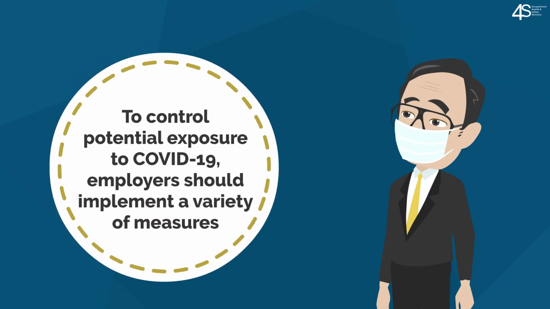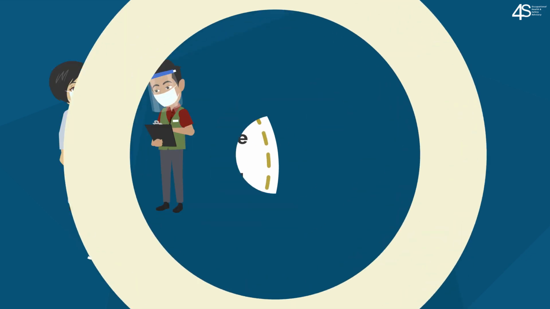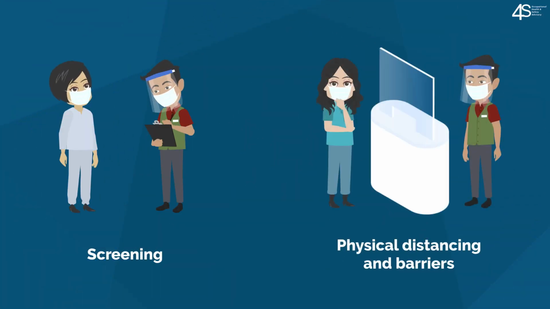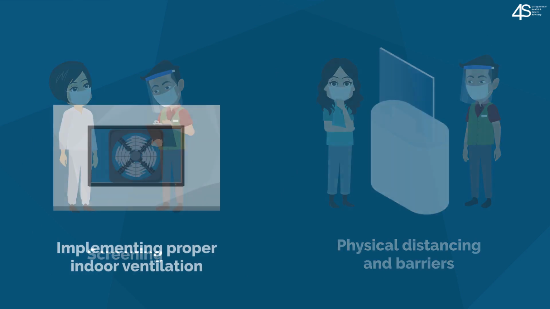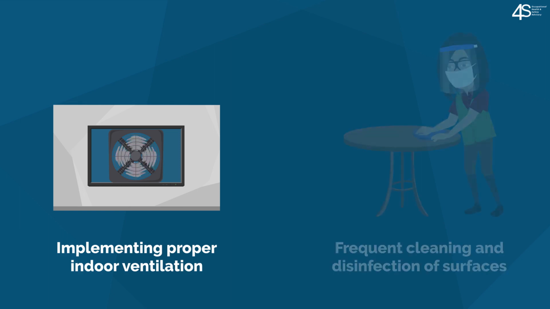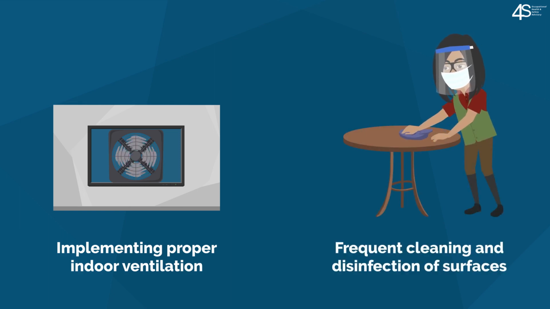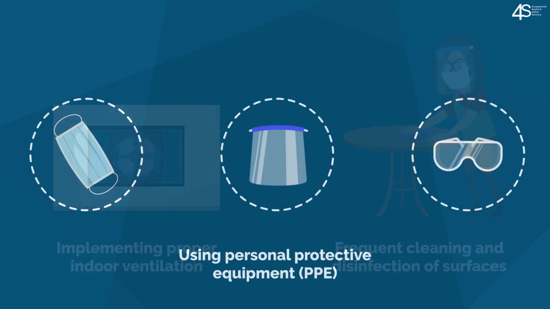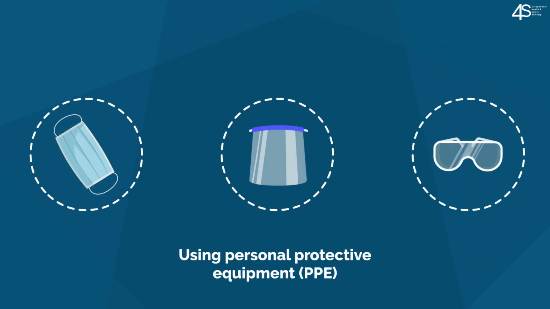To control potential exposure to COVID-19, employers should implement a variety of measures such as screening, physical distancing and barriers, implementing proper indoor ventilation, avoiding central recirculation where possible, frequent cleaning and disinfection of surfaces, using personal protective equipment, PPE.